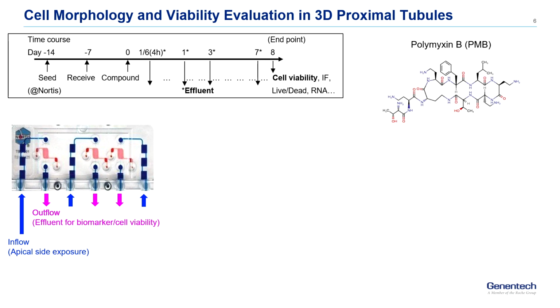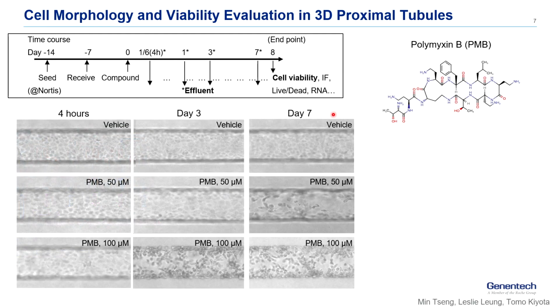This is an example with polymyxin B toxicity, which many papers have already published, so it's not necessary to explain. Initially you see this kind of cell swelling, followed by massive damage in a dose, concentration and time-dependent manner.